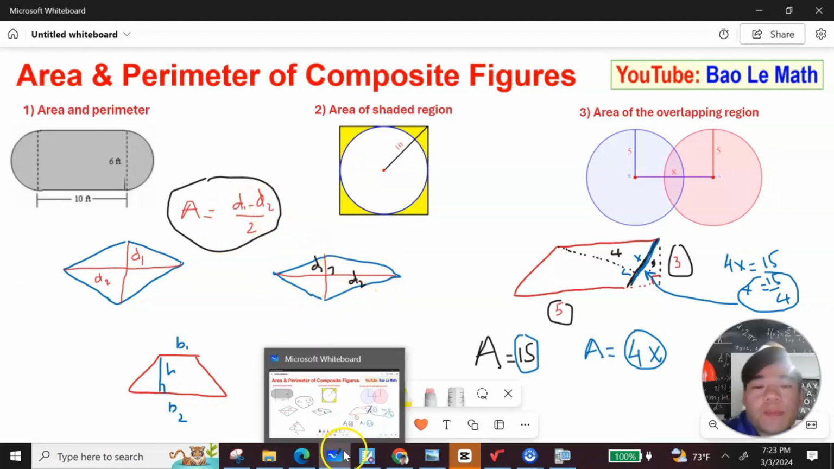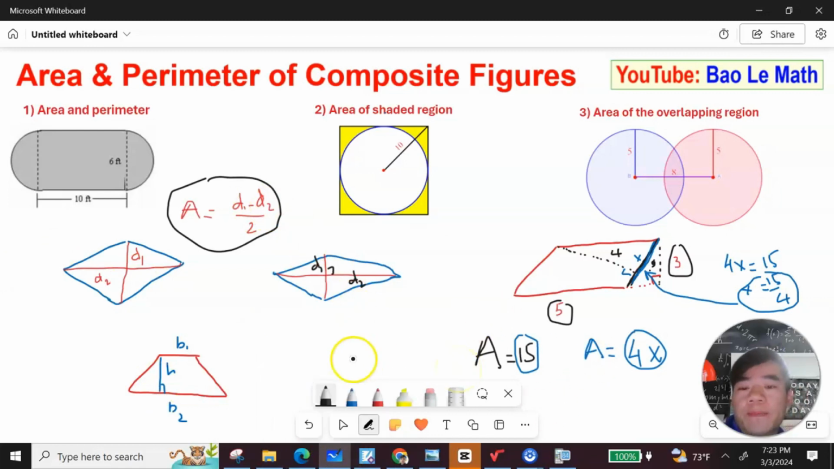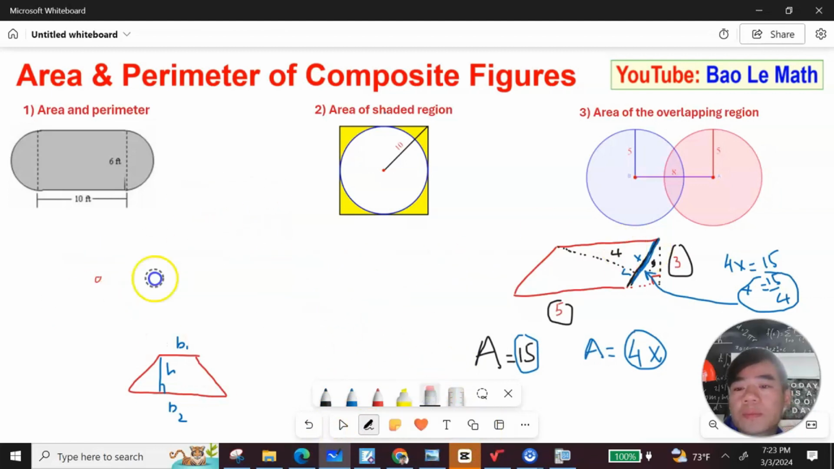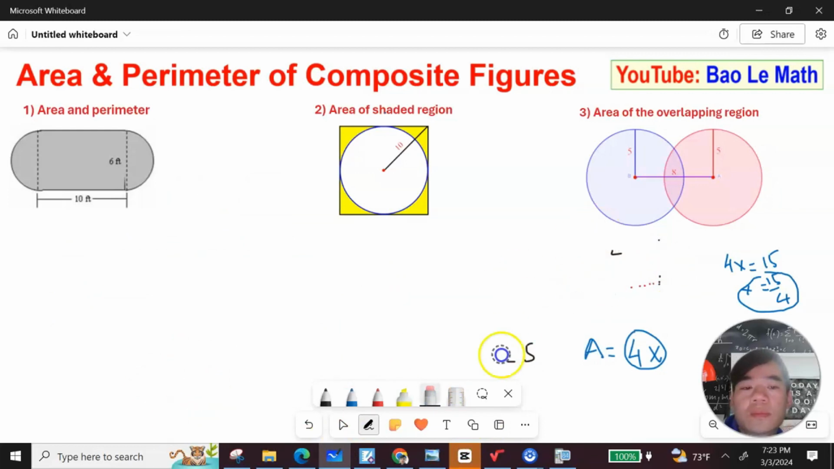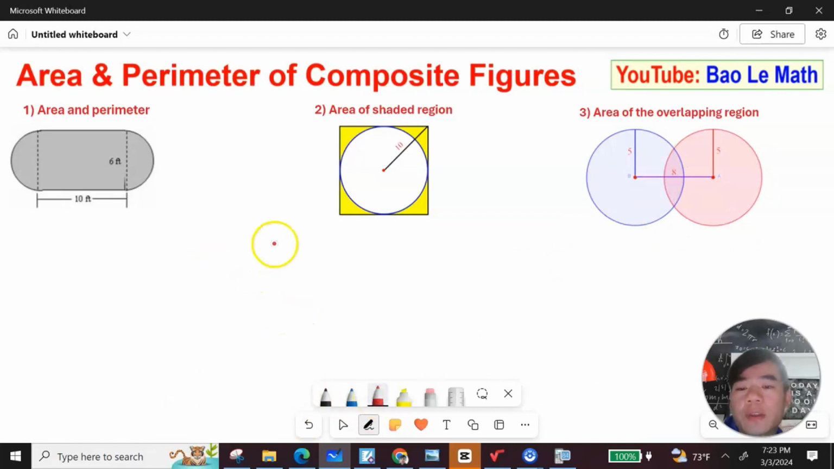So next one, now the circle. The area of the circle. So I have the circle right here, and I have the radius right here. So it's pi times r squared, the area of the circle. If I need to calculate the area of the half circle, I need to divide by 2, right? Quarter circle, I need to divide by 4, right?